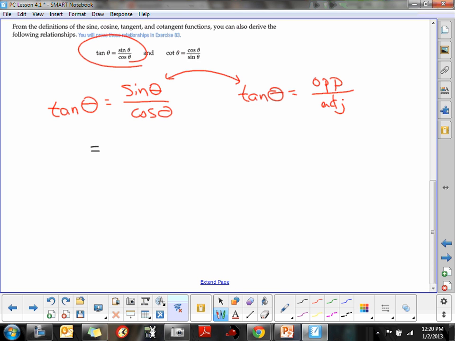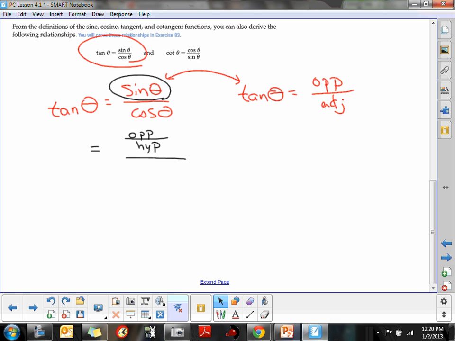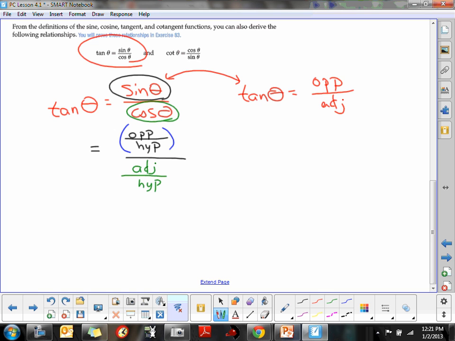So the tangent of theta is equal to, well, I'm going to replace the sine of theta with the opposite side length over the hypotenuse length, divided by the cosine, which I replace with what the cosine is defined to be, the adjacent side length over the hypotenuse. Once again, we get a complex fraction to work with. This time I'm going to use the main fraction bar as a division sign. So really it's the opposite side length over the hypotenuse, divided by the adjacent over the hypotenuse.